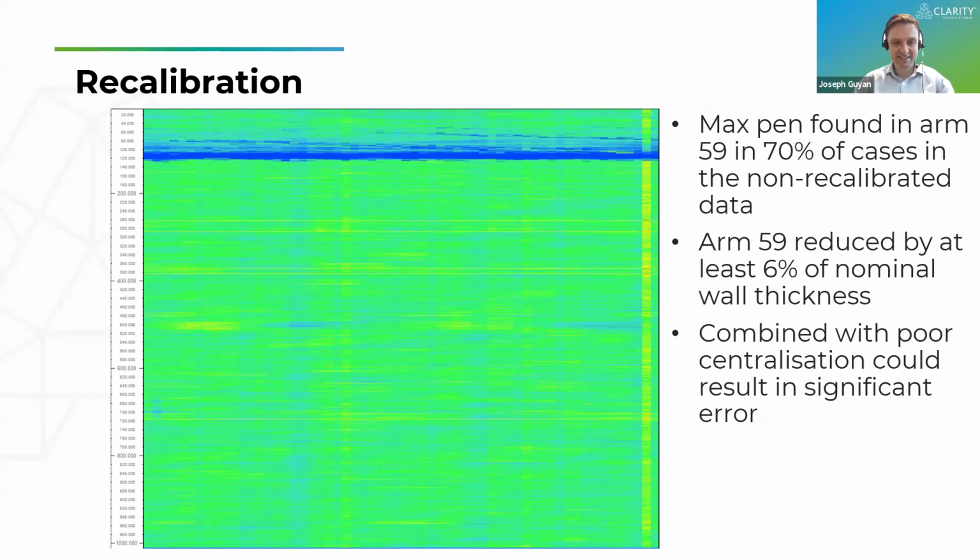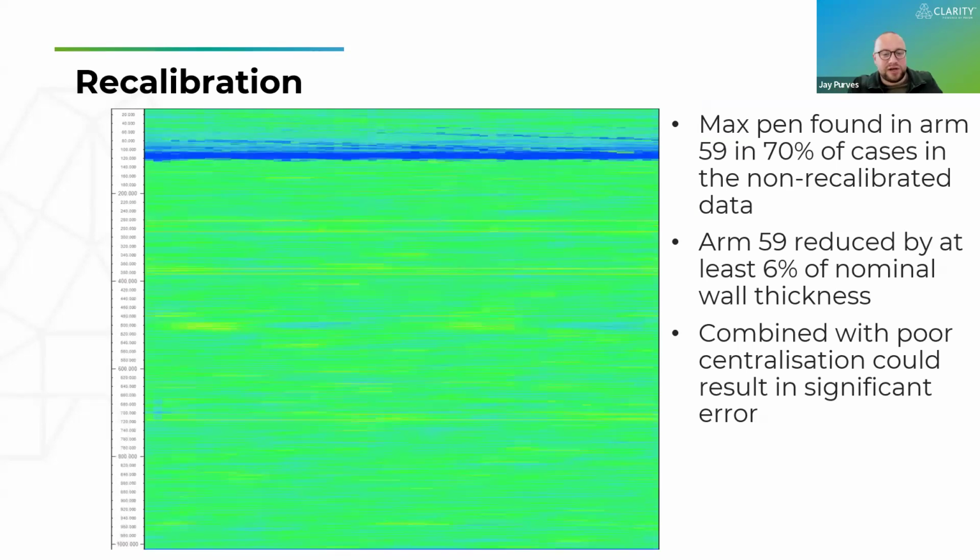In terms of an actual reduction, ARM 59 was reduced by 6% in terms of the nominal thickness, so it's a 6% reduction in the penetration. If we consider our last example, which was close to 10%, and then this is 6%, just between these two examples, that's 15% inaccuracy via poor or non-optimum processing. Gotcha. So yeah, pretty significant.